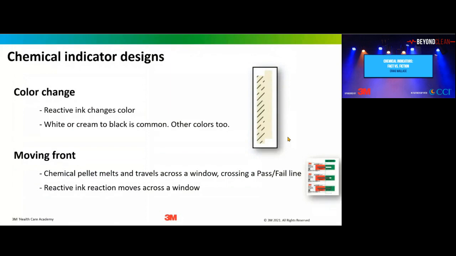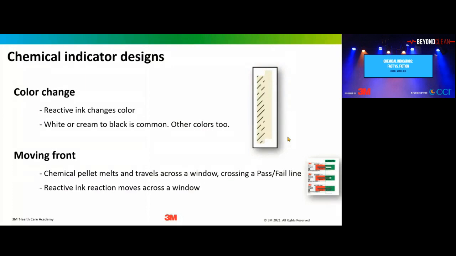There are other types of moving fronts that have the same sort of appearance, in that they'll have a window with a reaction. But in these, the reactive ink reaction actually moves across a window. So there's a restriction in how the sterilant gets in there. But the bottom line on the moving front on all of those is to try to make a design that's easier to interpret. So the idea is you can see if the color has crossed a line and whether it is a pass or a fail. And sometimes with color changes, they can be a little bit hard to determine. You know, is the color dark enough, or is it the right shade? So that's the reason for moving fronts.